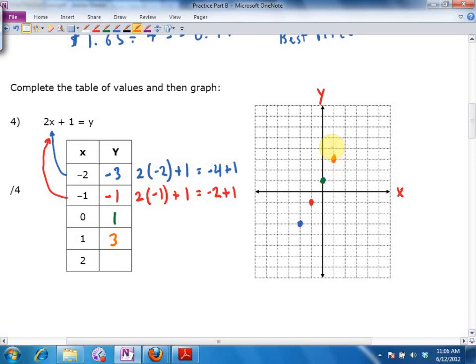We've done all this before, so I'm just doing it quickly. Put 2 in there, and we get 5. 2 times 2 is 4, plus 1 is 5. And there's my last point. We're not quite done. We've got to take our straight edge. Make sure you have a straight edge with you for the test. And put our line through that. And there's our graph. We've graphed the equation using a table of values.